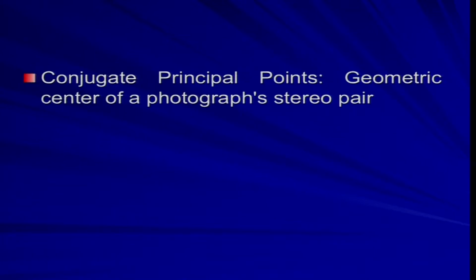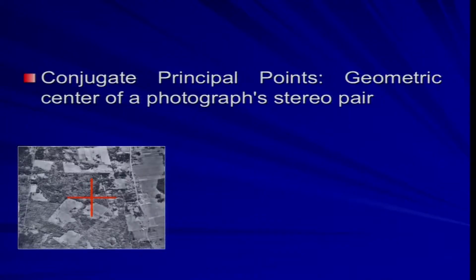So, different photographs, even though taken of the same area, will have respective principal points, and that will vary from one photograph to another. Now, conjugate principal points are the geometric center of a photograph stereo pair. This is important because it will help us in identifying the line of flight, and this information will also be useful when calculating some geometric parameters in terms of height and so on.